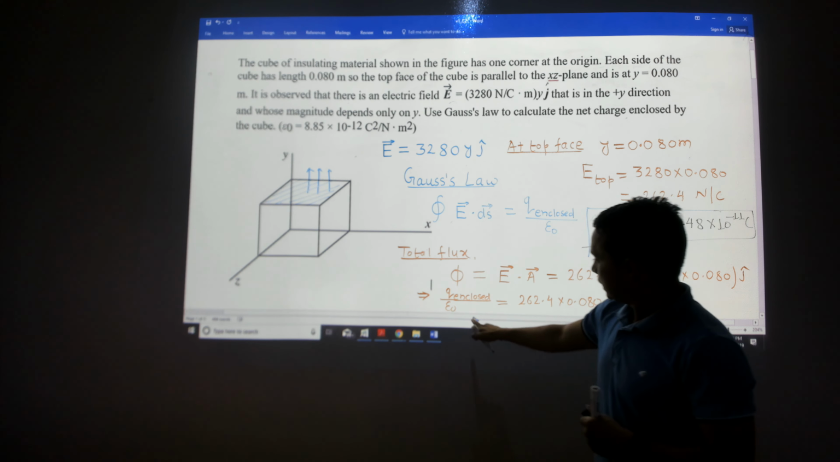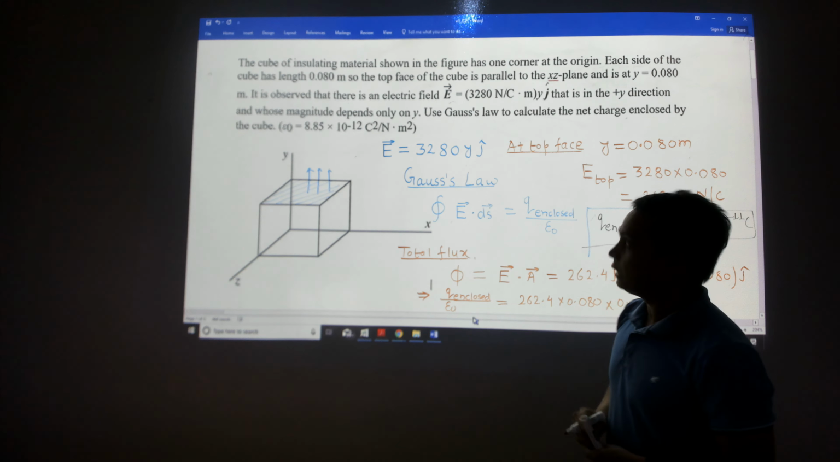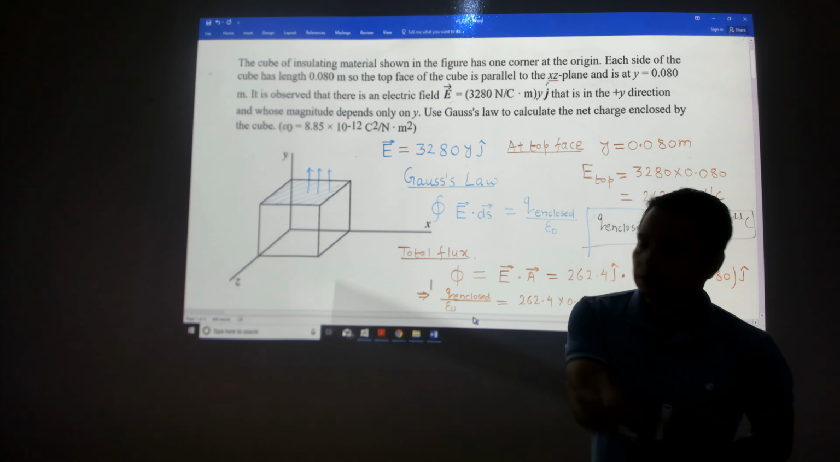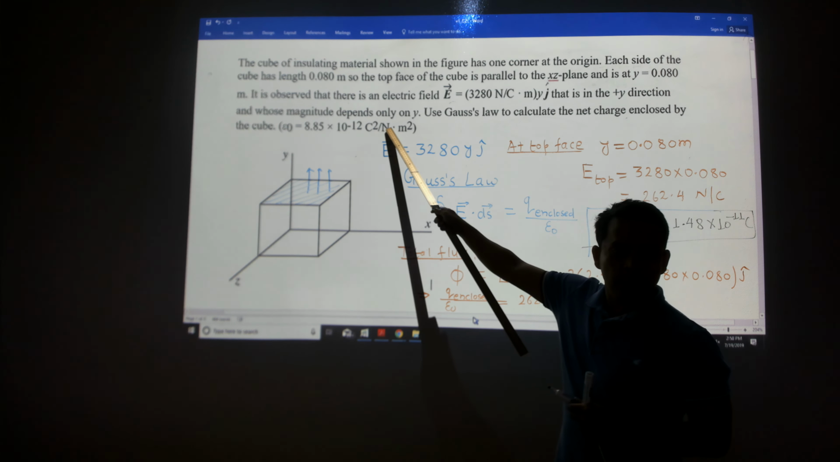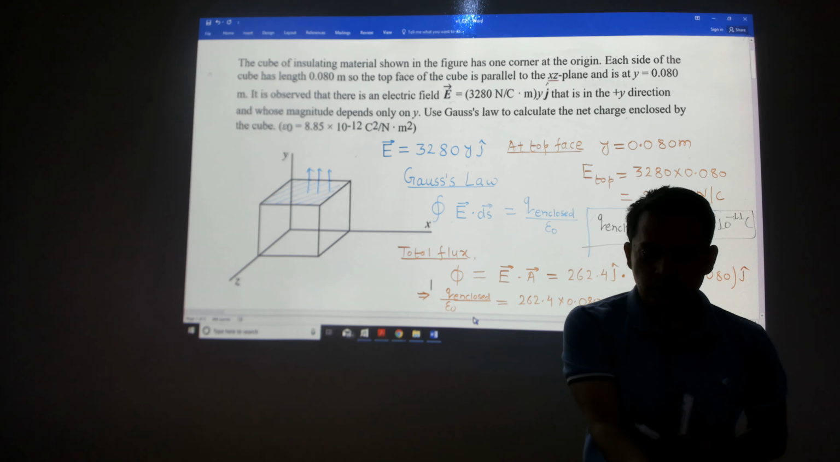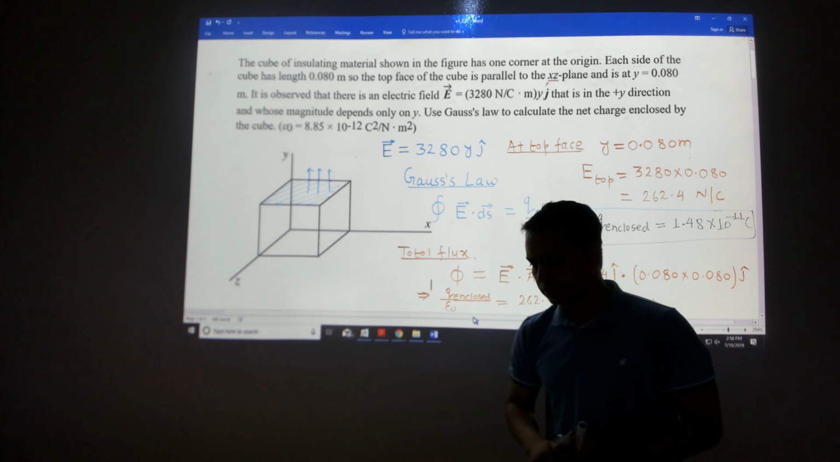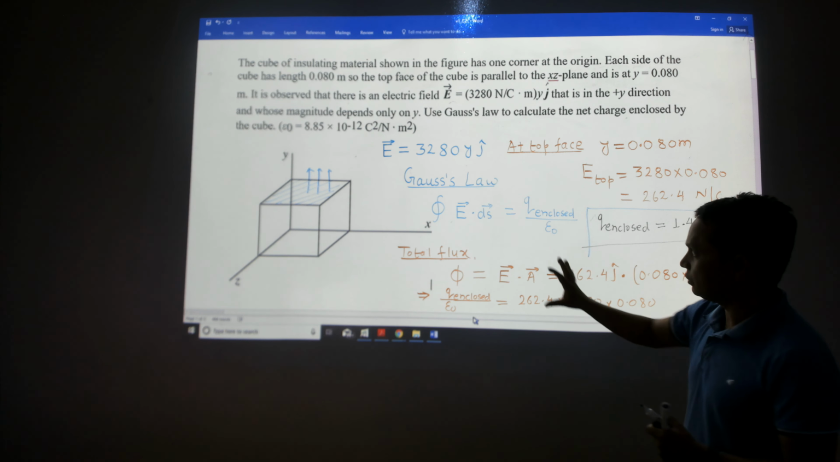And remember, this epsilon naught is a constant quantity, which is given right here. Use this value, 8.85 times 10 to the negative 12 coulomb squared per Newton per meter squared. Alright, so this is the charge enclosed within the cube.